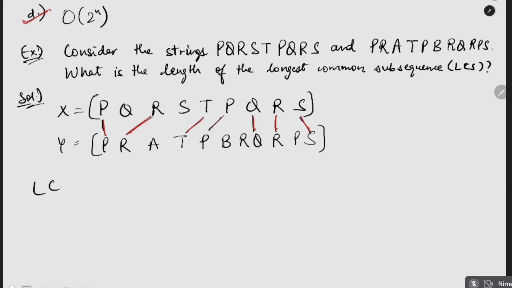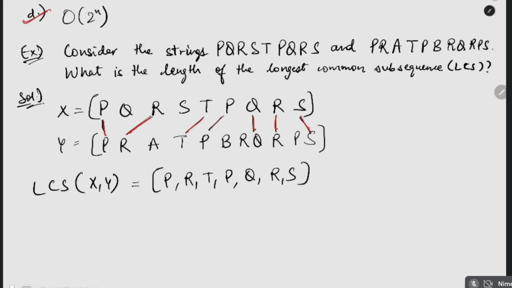It is not very efficient for large values of n, but for small values, we can do this. So the LCS of x comma y is P R T P Q R S, and therefore the cardinality of Z, or the number of elements in Z, is 7. So the length of the longest common subsequence for both these strings is 7.